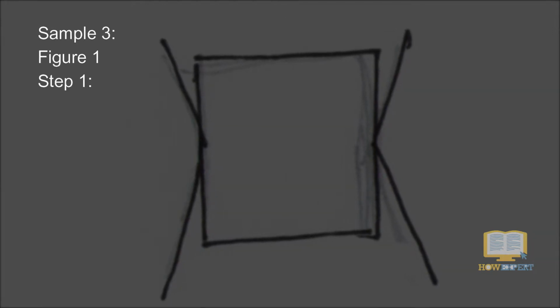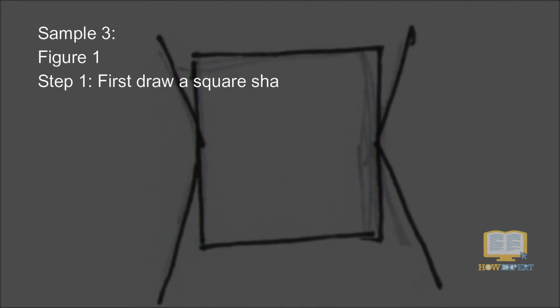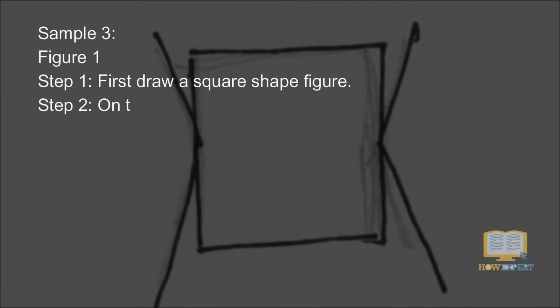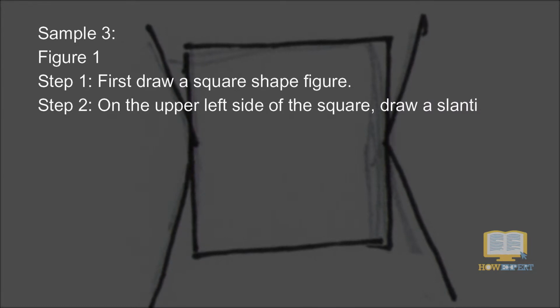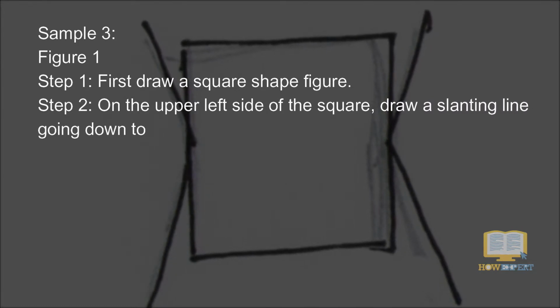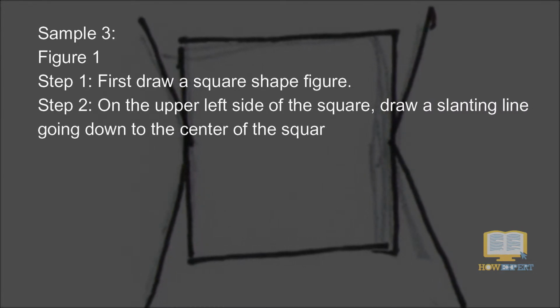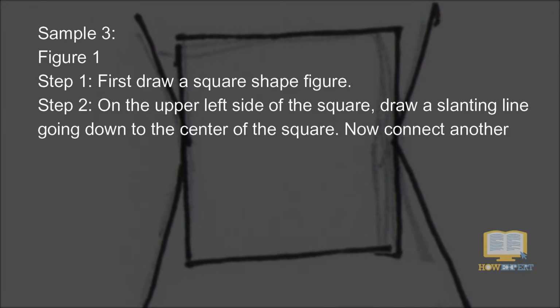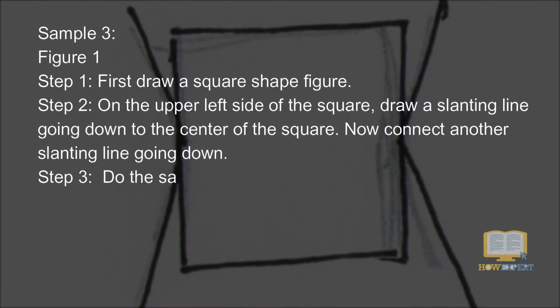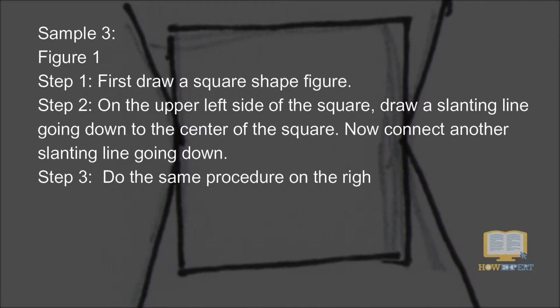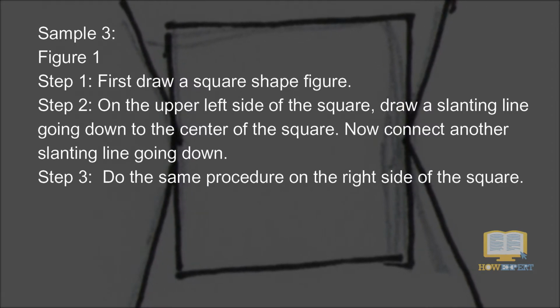Sample 3. Figure 1. Step 1. First, draw a square-shaped figure. Step 2. On the upper left side of the square, draw a slanting line going down to the center of the square. Now connect another slanting line going down. Step 3. Do the same procedure on the right side of the square.